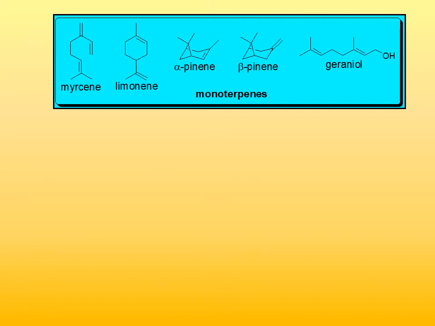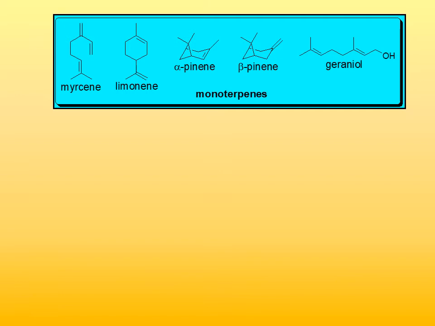Here are some examples of commonly occurring terpenes. Here are some monoterpenes, like myrcene, which is an open chain terpene. Then limonene, a component of lime fruit. You can see it has one 6-membered ring. Then alpha and beta pinenes, rather complex bicyclic structures. They're fragrant components of pine oil. And then geraniol, a very pleasant smelling compound that is a major fragrance component of geranium oil.